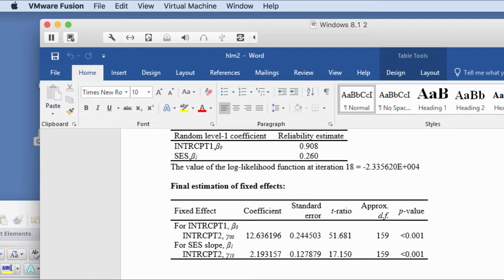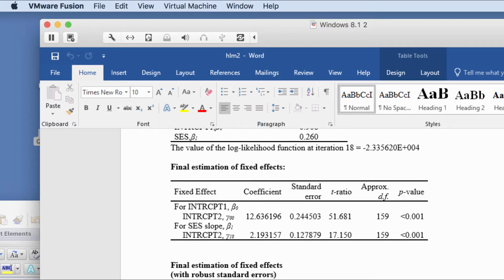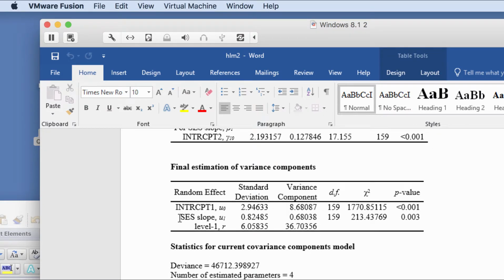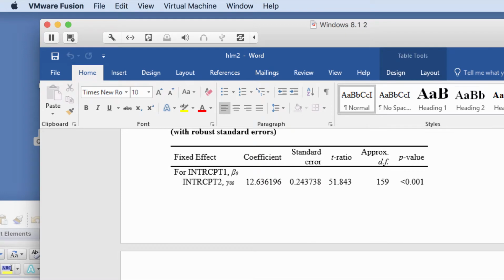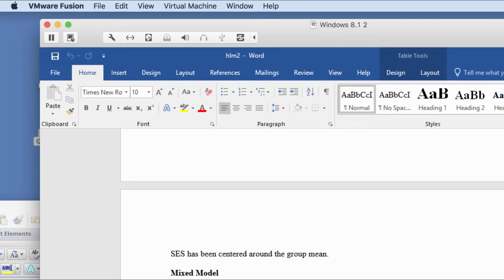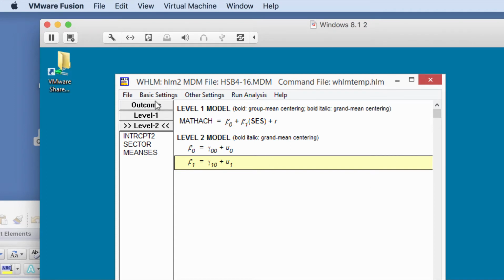But the question is, do slopes differ across schools? We can see that the slope variability is significant at 0.003. So we would expect to see variability across the slopes when we graph our data. So I'm going to go ahead and do that.